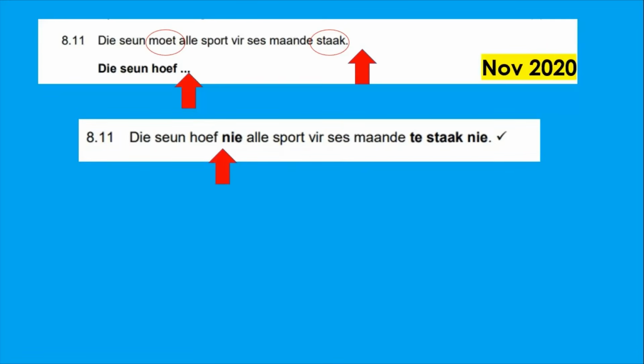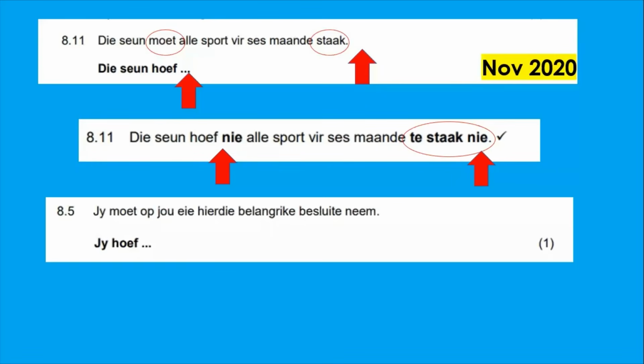Alle sport vir 6 maande te staak nie. So nothing difficult. We just have to remember the nies, and especially the first nie over here, and then the te in front of our verb, and then the second nie at the end. Okay. Another question, another paper.